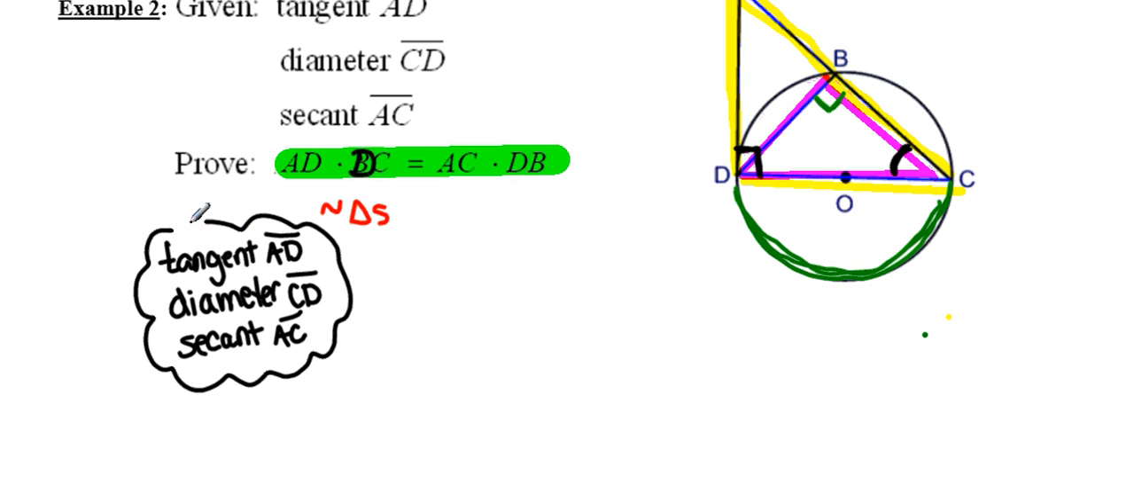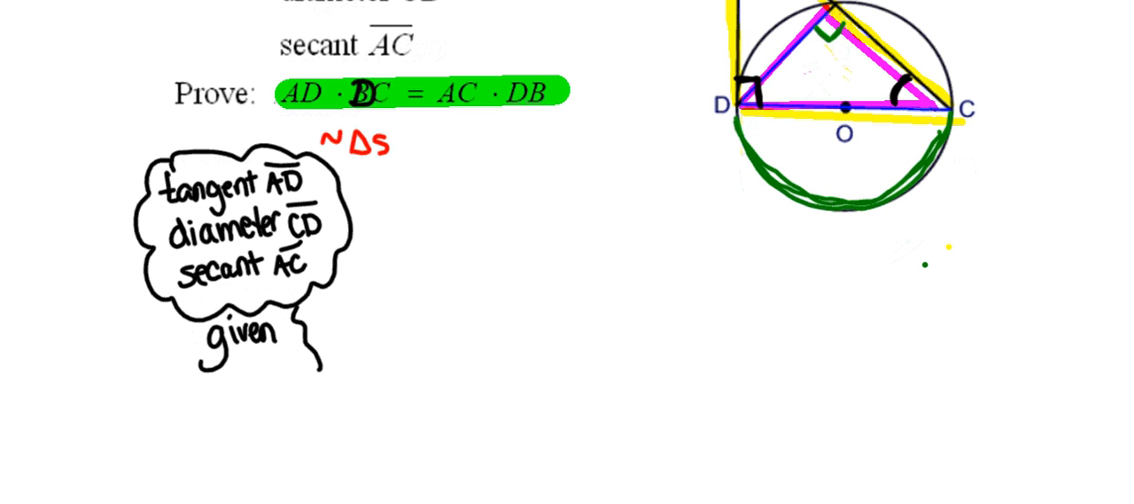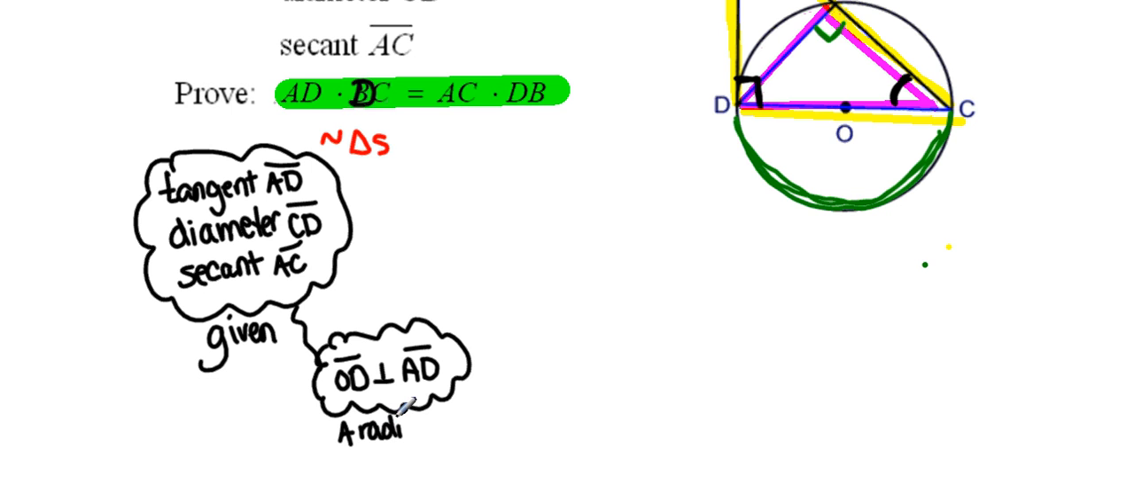So those are our givens. Because AD was a tangent, and I know that where the radius meets the tangent, they are perpendicular, I can go ahead and say that radius OD is perpendicular to tangent AD. And that's because a radius drawn to a tangent is always perpendicular to that tangent.